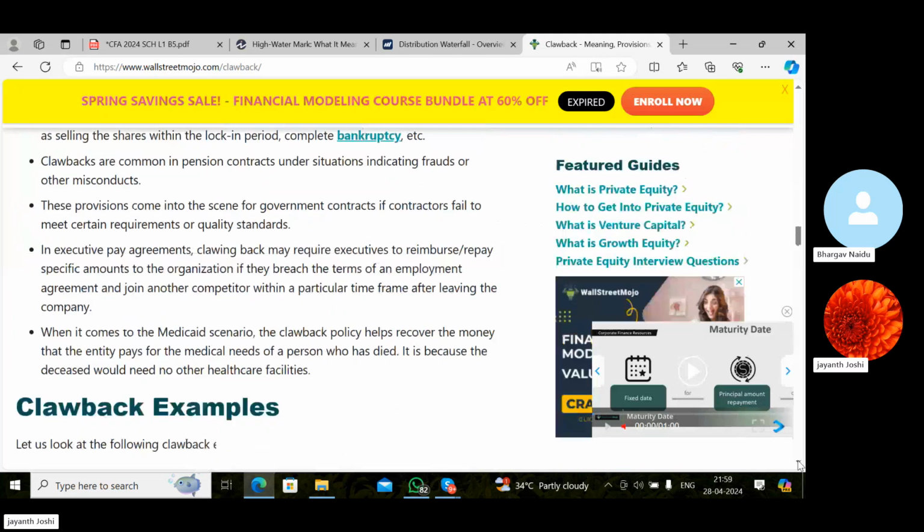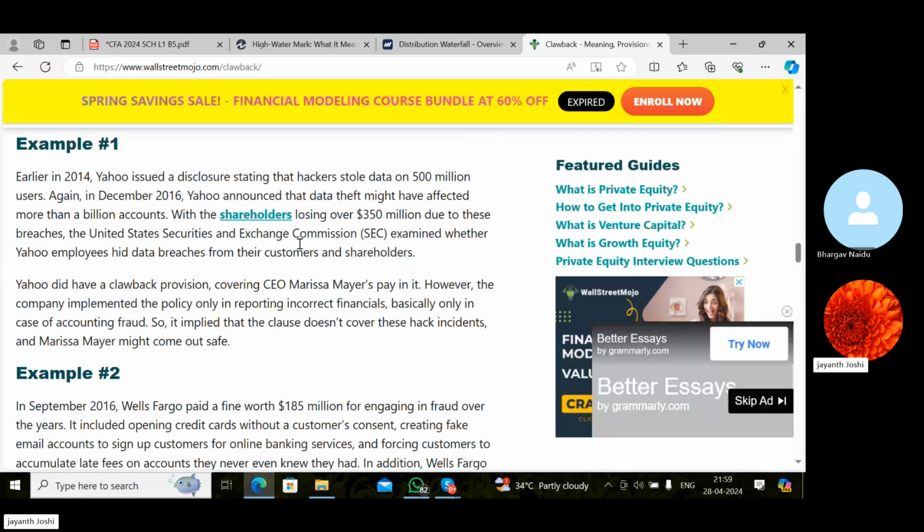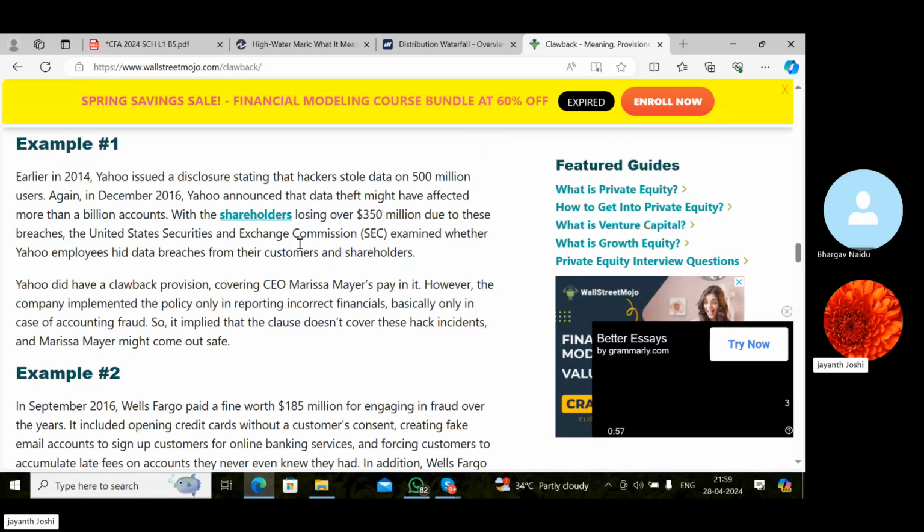I'll just show. Listen here. Earlier in 2014, Yahoo issued a disclosure stating that hackers stole data on 500 million users. Again, in December 2016, Yahoo announced that data theft might have affected more than a billion accounts. He showed us losing over 350 million due to these breaches. The US Securities and Exchange Commission examined whether Yahoo employees hid data breaches from their customers and shareholders. Yahoo did have a clawback provision covering CEO Marissa Mayer's pay in it.